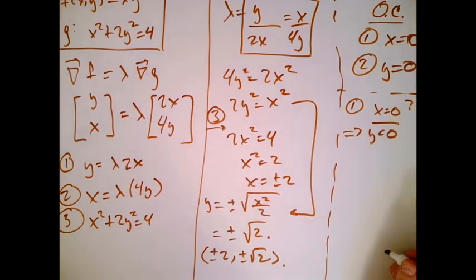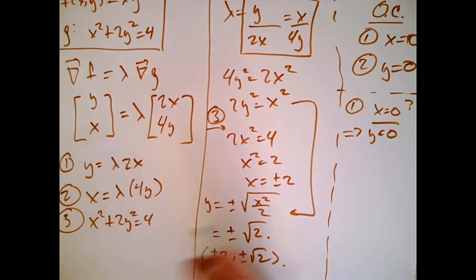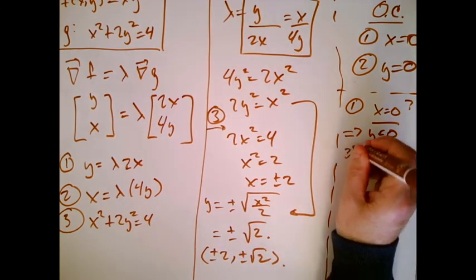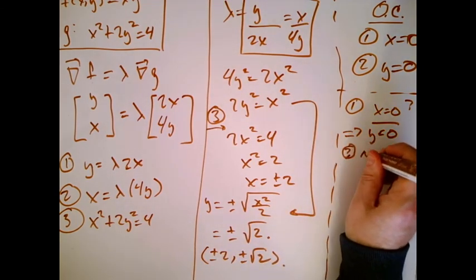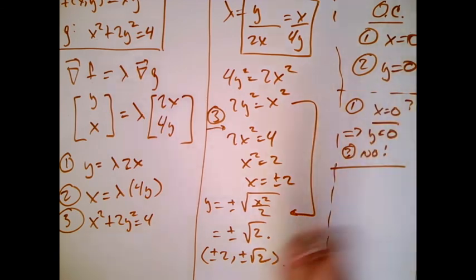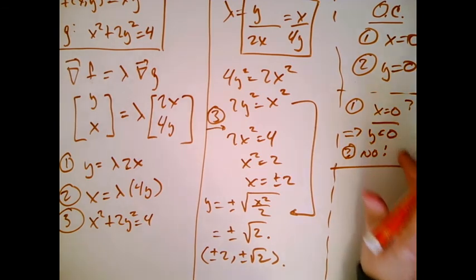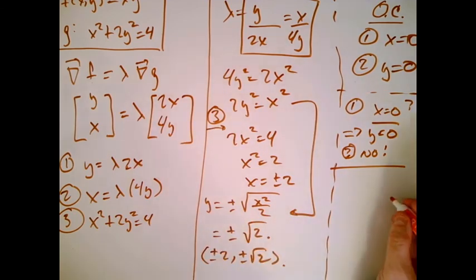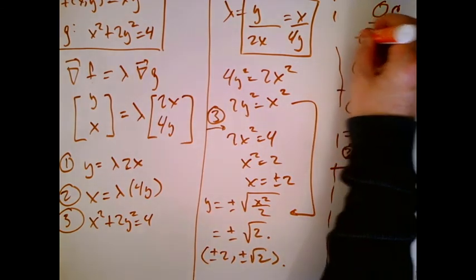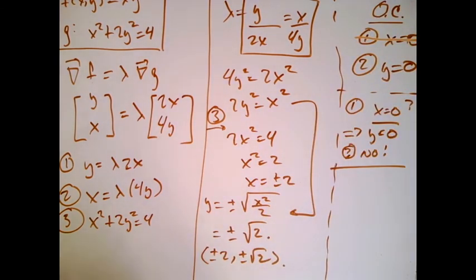But if x equals 0 and y equals 0, I'm going to come back down to equation 3 and it says that doesn't work. So 3 says no. So I don't have to worry about that. If x equals 0, equation 1 tells me that y equals 0. If they're both 0, like that would entail, then equation 3 says no. So we don't have to worry about x equals 0. We've already taken care of it.